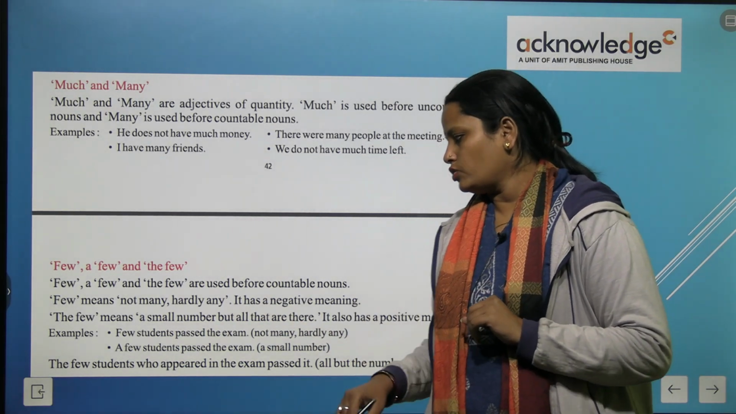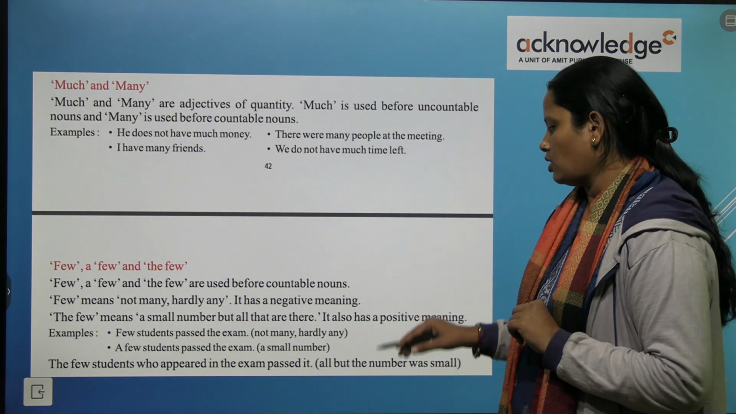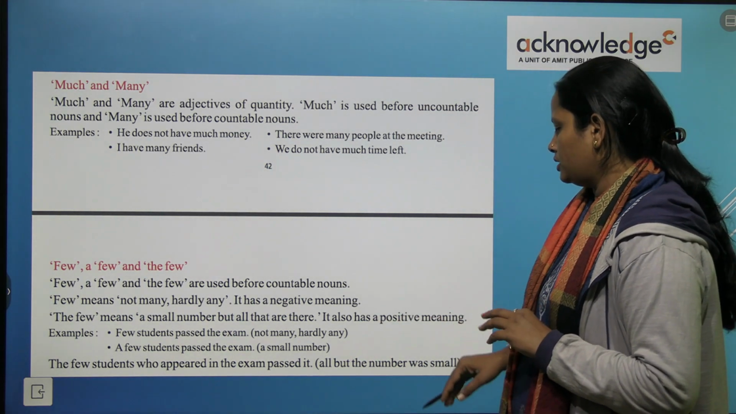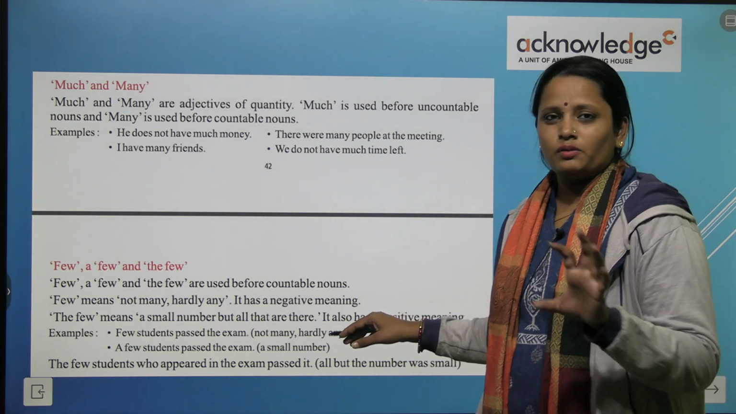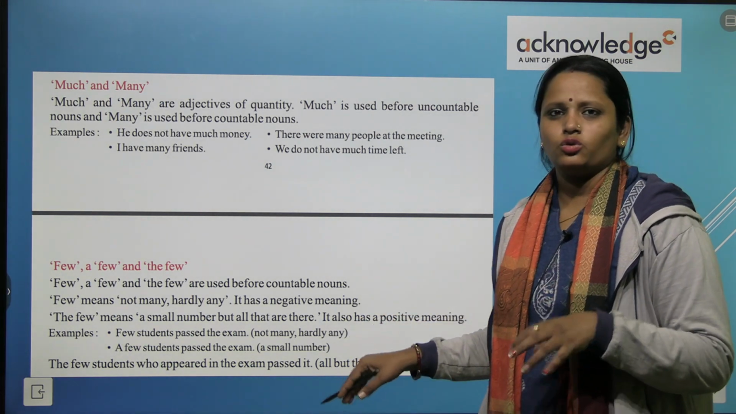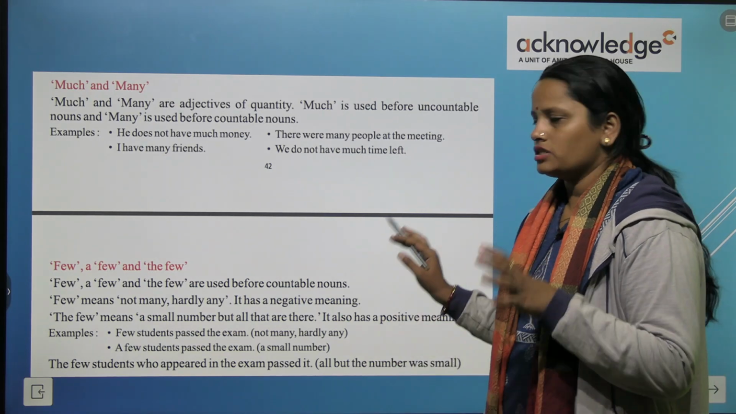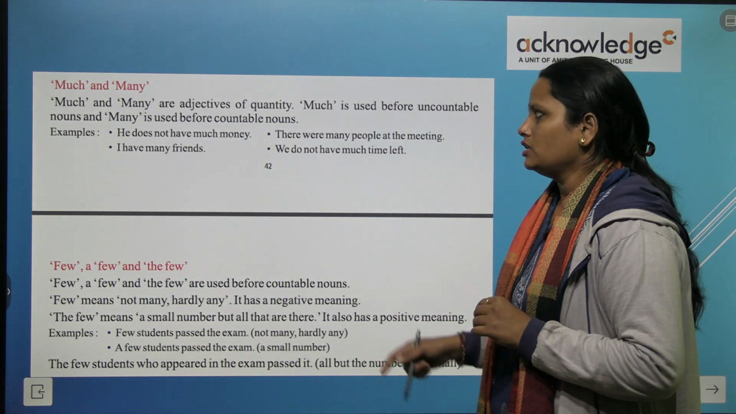The few students who appeared in the examination passed it, but the number was small. So यहाँ पे बिल्कुल भी नहीं है, यहाँ पे थोड़ा सा है और इसमें थोड़ा सा और एक्स्ट्रा है. So this is the difference between all these three.